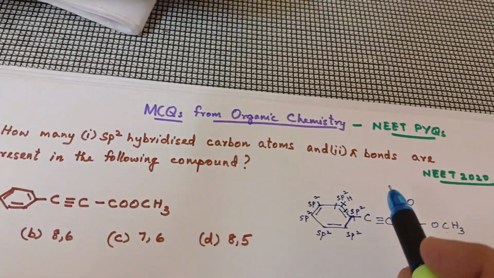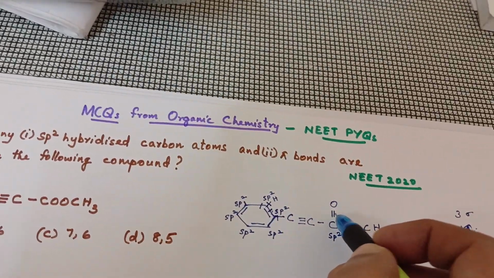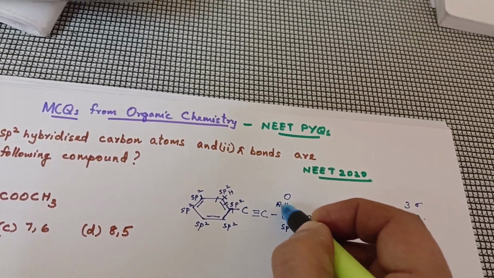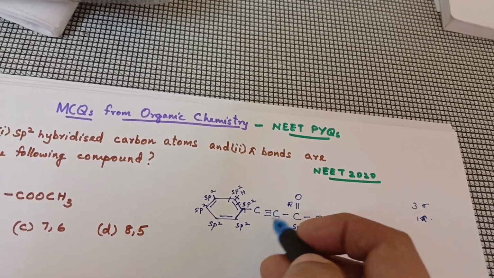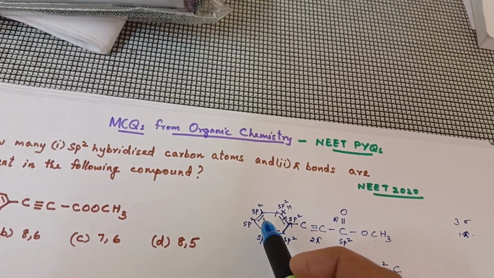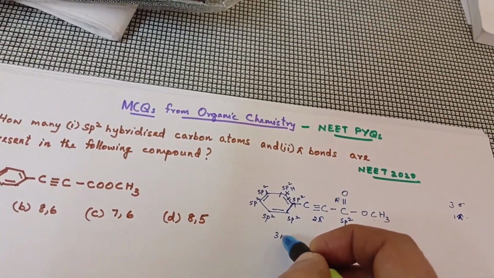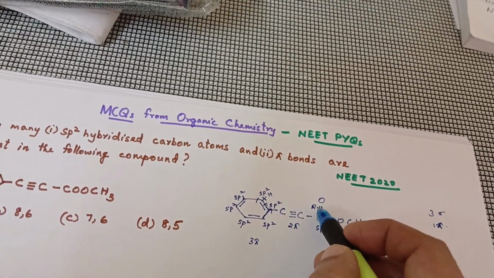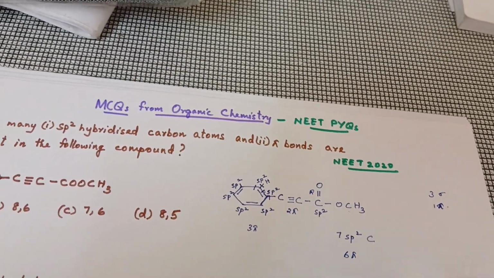And now you need to find the pi bonds. How many pi bonds are present? So let us start from here. Here there is 1 sigma, 1 pi. So this is a pi bond here. What about here? 1 sigma and 2 pi bonds. So here you have 2 pi bonds. Here 1, 2, 3. 3 pi bonds on the ring. So 3 plus 2, 5 plus 1. 6 pi bonds. You have 6 pi bonds.